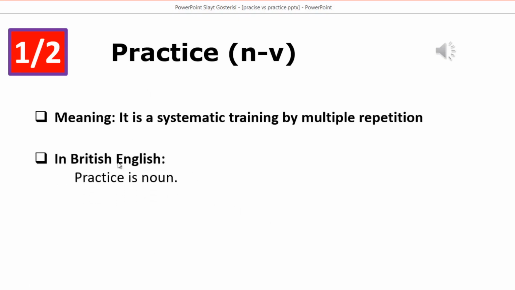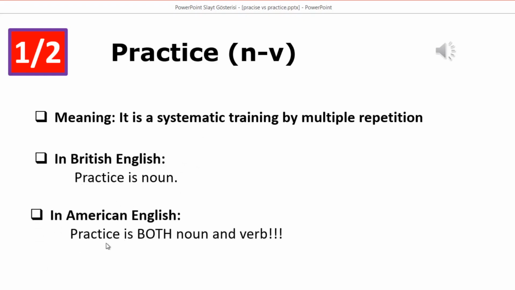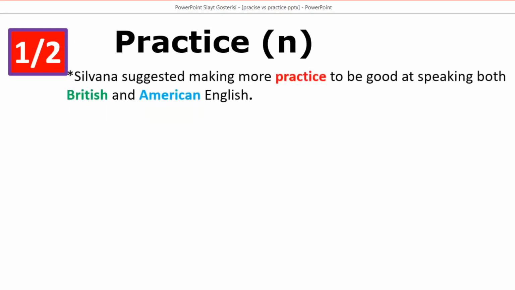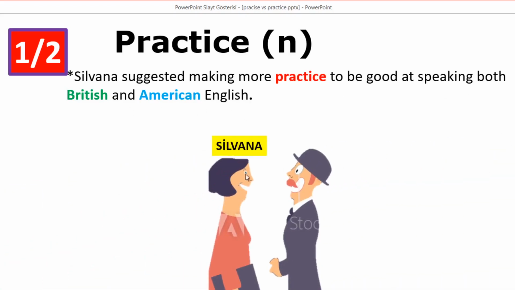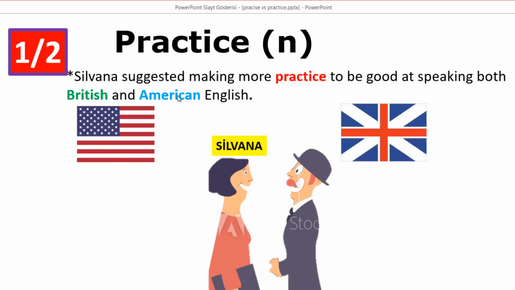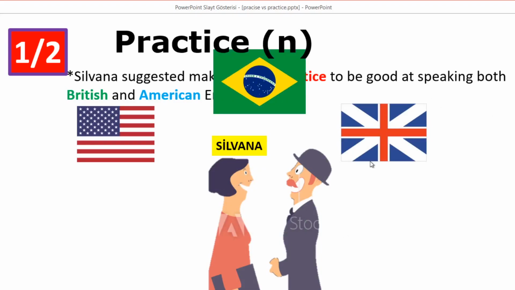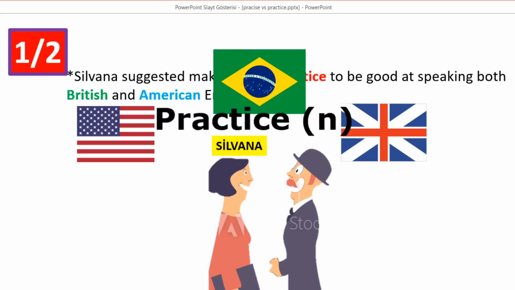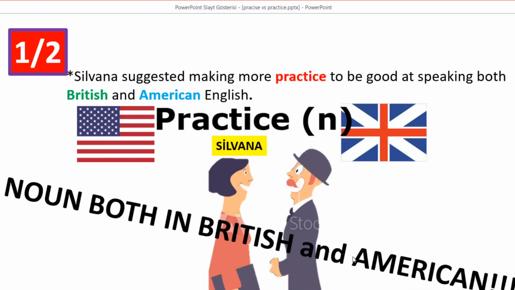In British English, practice with C is a noun. In American English, practice is both noun and verb. Let's see the examples. Silwana suggested making more practice to be good at speaking both British and American English. Here is Silwana, and she is speaking about making practice, both in American and British English. What's that flag? Oh my god, it's the Brazil flag. What did I put here? Anyway, practice is a noun both in British and American English.